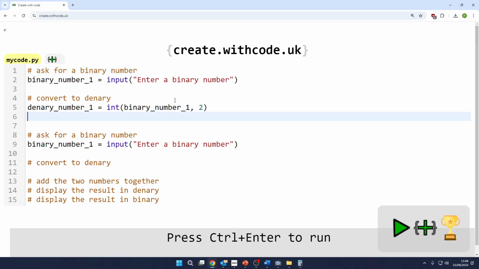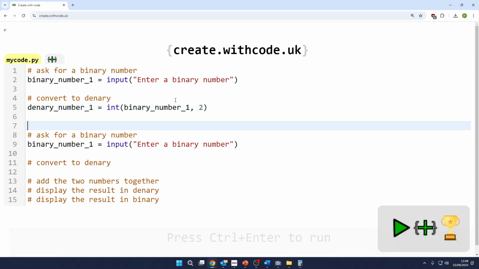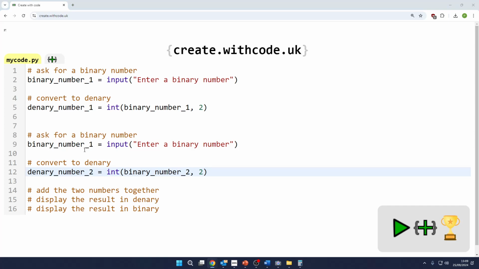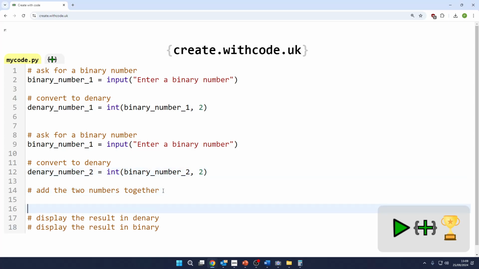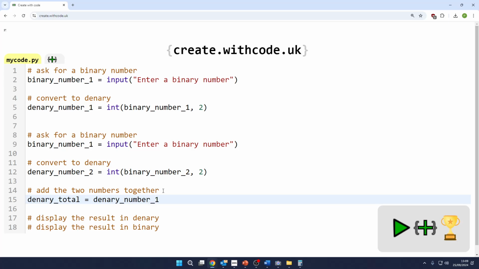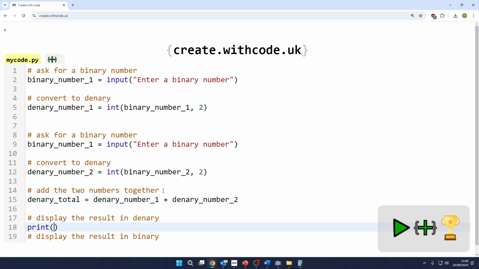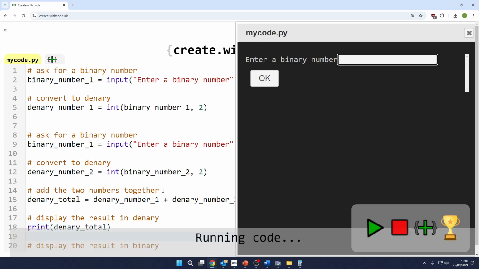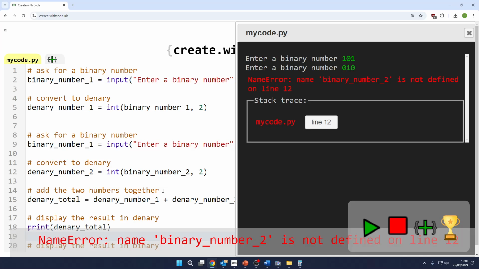Don't want to print it yet. Just want to repeat it. Convert that to denary, but there's one change. We're getting there. We now need to add the two numbers together. So I'm going to call it sum in denary, or let's go denary total. There we go. Equals denary number 1 plus denary number 2. Display the result in denary. Nice. Print denary total. And then finally, display the result in binary.